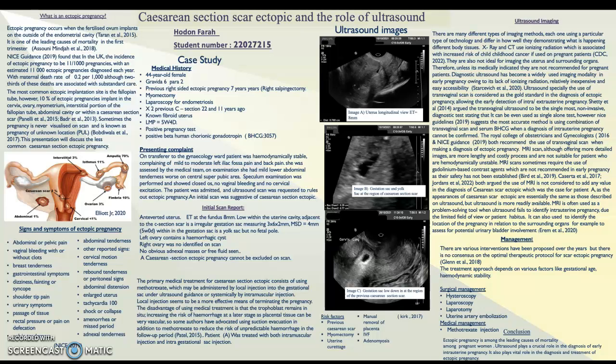Hello, the title of my presentation is Caesarean section scar ectopic and the role of ultrasound. Ectopic pregnancy occurs when the fertilized ovum implants on the outside of the endometrial cavity. In the first trimester, ectopic pregnancy is the leading cause of maternal death.